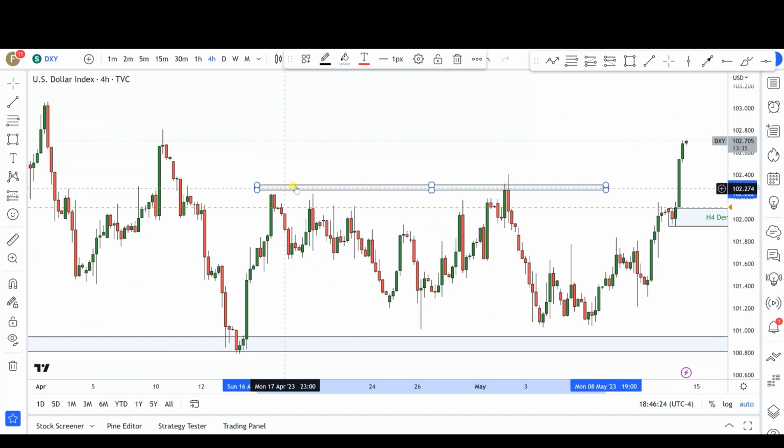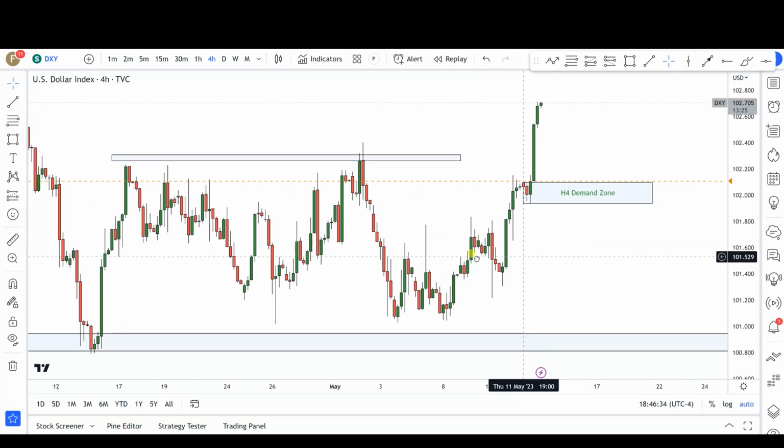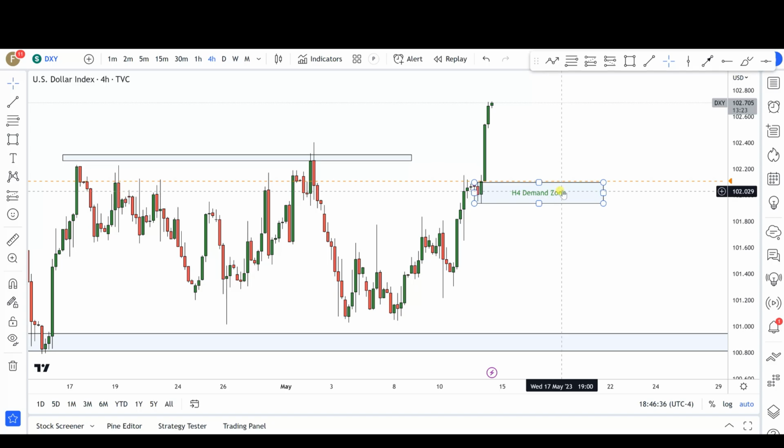Obviously key level of resistance in this area, and even also in this area as well. Okay, but you can see markets hesitated and then gave us a nice push to the upside, breaking this level of structure and momentum and creating this 4 hours demand zone right around that 102 institutional price level.